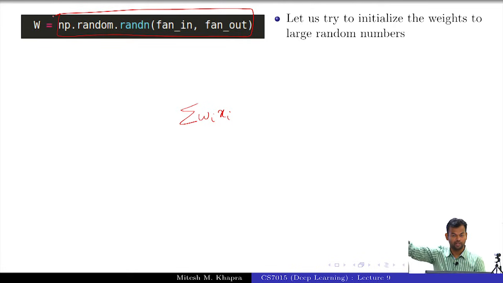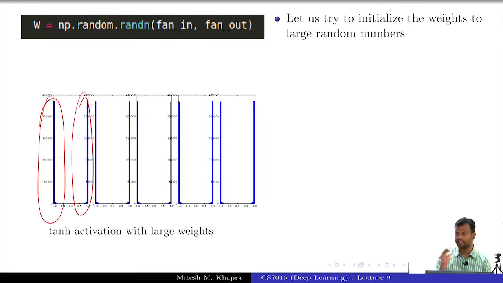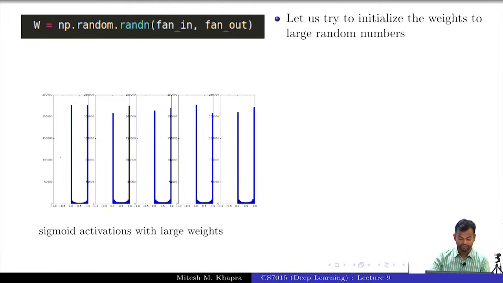And that's very large, because if you pass that to a sigmoid neuron, what will happen? Saturation, right? So that is why I'm calling these weights large. And this is actually what happens. When I have tanh activations across all the 5 layers, I observe that my neurons saturate. I either get -1 or +1 as the output. The same thing happens if I use sigmoid activations: I either get 0 or 1 as the output, right?